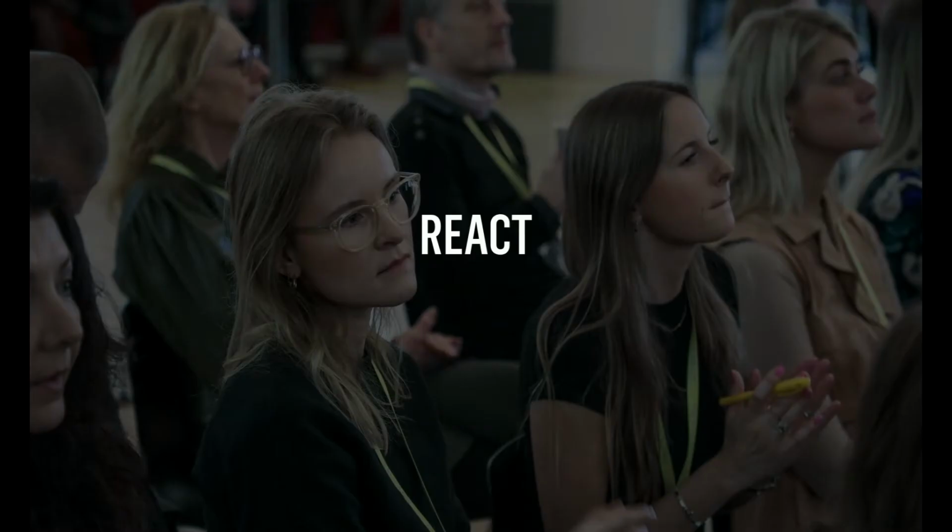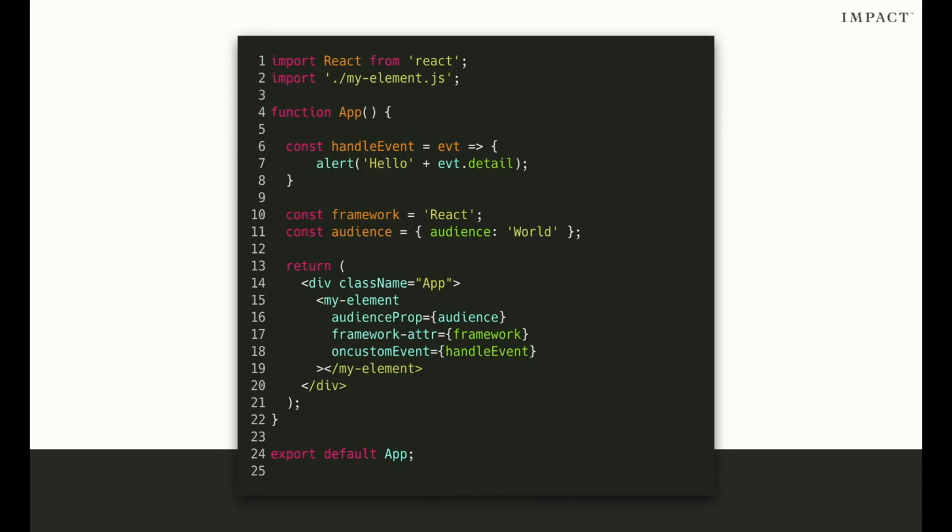For React, it's sadly a different story. I really like React, but they still have some catching up to do when it comes to web components. You put the element inside of your template like this. This is JSX, so we just put it right inside of our JavaScript. And when we do this, React currently doesn't have a way to bind to a property of an element. So since we're binding to an attribute here, we're just going to get an attribute called audience prop with the value of object, because it doesn't know what to do with the object. So it's pretty much useless.